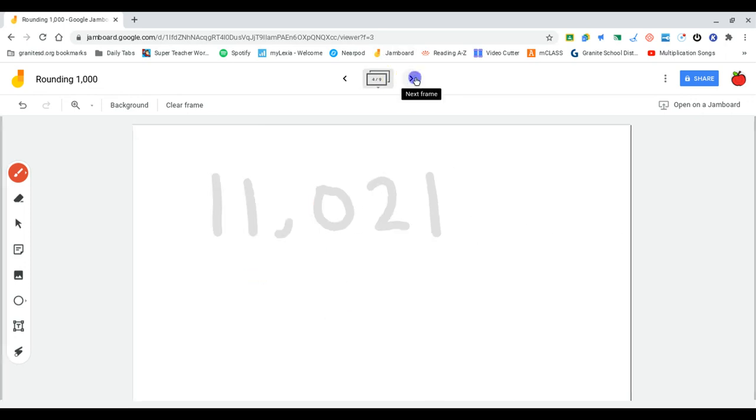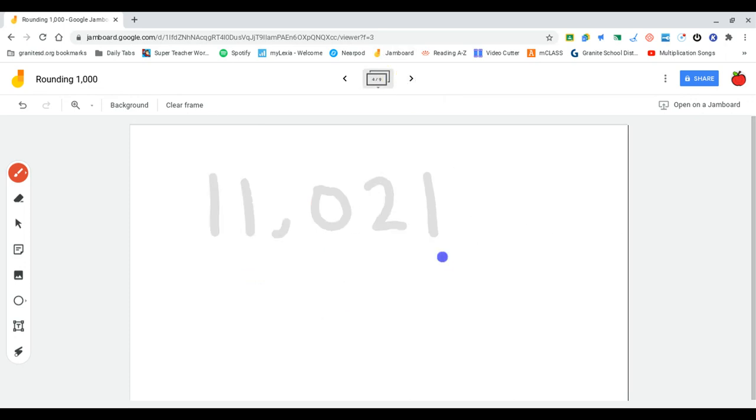Looking at my next one, ones, tens, hundreds, underline the thousands place, circle the one next to it. So numbers to the left of the circled stay the same. So I have 2 ones, and then I'm going to put in that comma. And in this case, a 0 is smaller than 5, so it will turn into a 0, which it already was. And then these will turn into zeros as well because they're on the right side. So 11,000 is my answer.